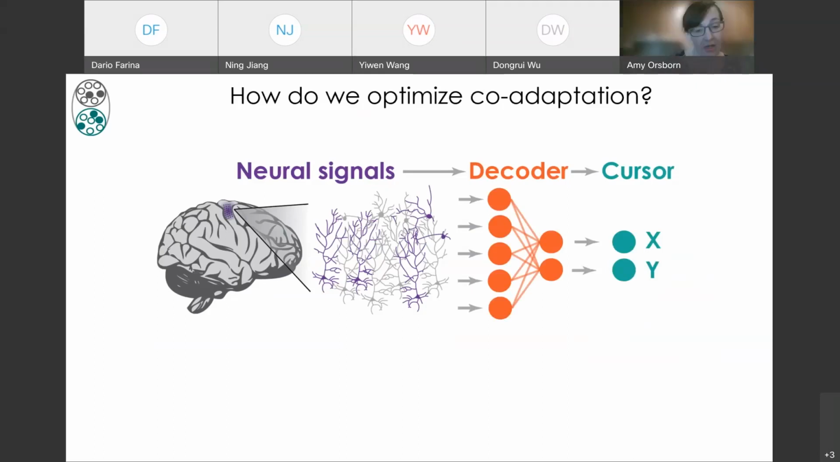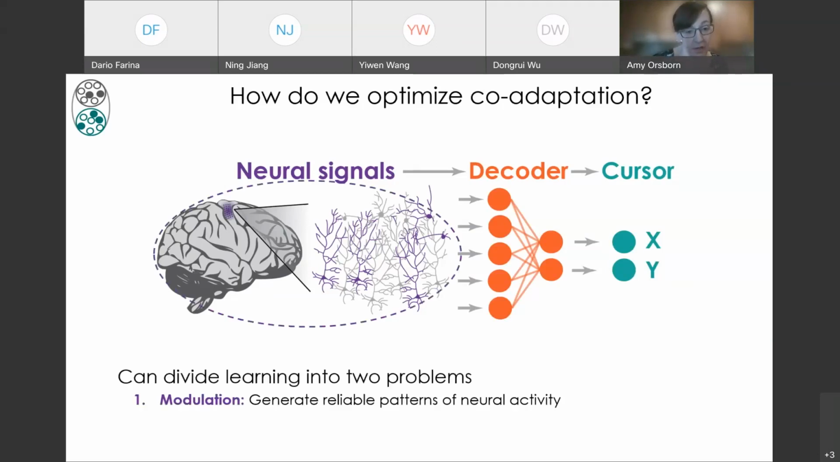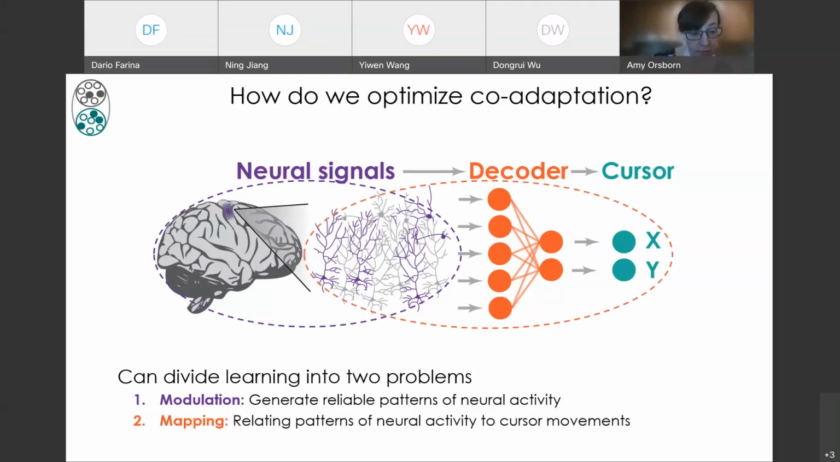And in all of these different transformations, it's interesting to think about the fact that there are at least two different learning problems that ultimately have to be solved. I think about it first as a modulation learning problem, or a credit assignment problem, where the brain has to figure out which of the neurons in the brain are actually being mapped to the cursor. If they do not generate reliable patterns of neural activity in those purple neurons, the cursor would never move. And then there's the second problem of the mapping: given a pattern of neural activity in those neurons, how does it relate to the cursor movement itself?